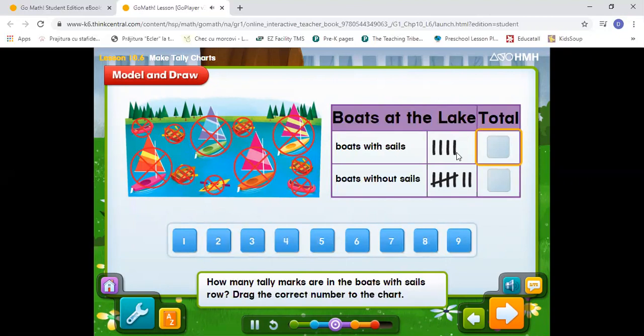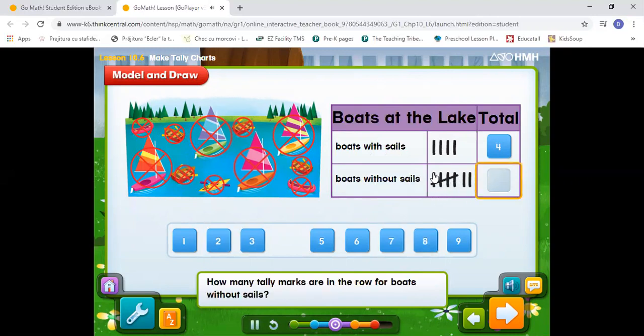How many tally marks are in the boats with sails row? Drag the correct number to the chart. Boats with sails. Let's drag the number 4. We said 4. Let's see. That's right. There are 4 tally marks in this row, so there are 4 boats with sails.